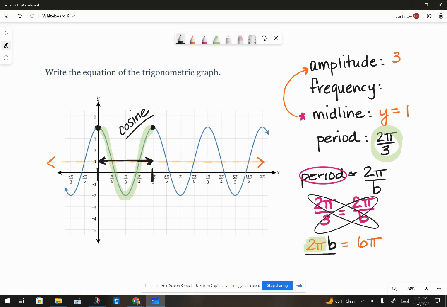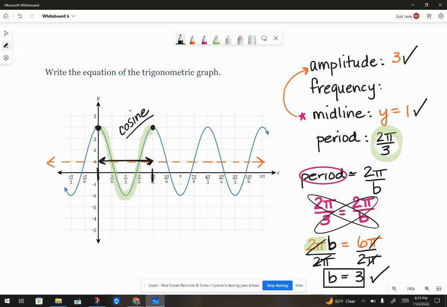So I'm going to divide both sides by what I'm trying to get rid of. Whatever I do on one side, I've got to do on the other. So now this cancels, and I get 6 divided by 2 is 3, and these pi's cancel. So there is my B value. It's a 3. So now I know my amplitude is a 3, my midline is a 1, and my B is a 3.